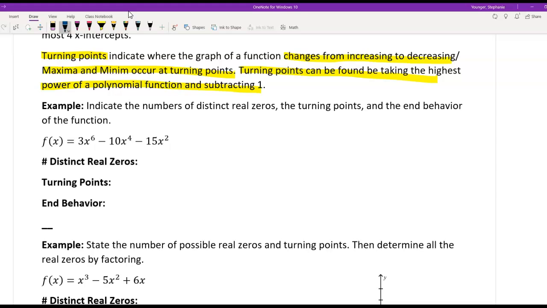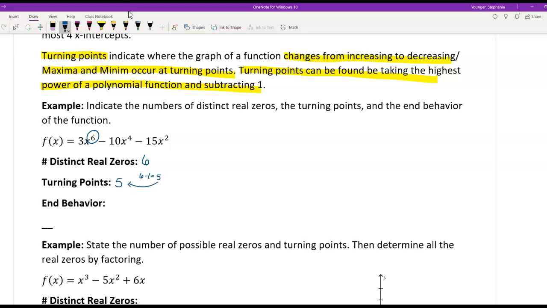So we have 3x to the 6th minus 10x to the 4th minus 15x squared. The number of zeros refers to the power of the exponent. So at most, we're going to have 6 potential zeros. Our turning points are 5. You take this number and subtract 1. And that's how you get your turning points.